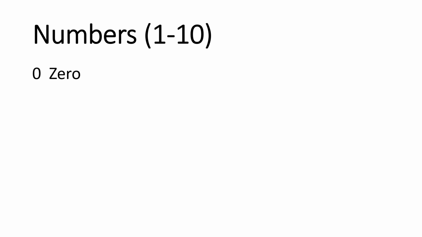0. It's written 0, but in Polish you say zero. 1, jeden. 2, dwa. 3, trzy. Remember here the R and the Z, trzy. It's like you're saying R and J, trzy, but it's trzy, okay?